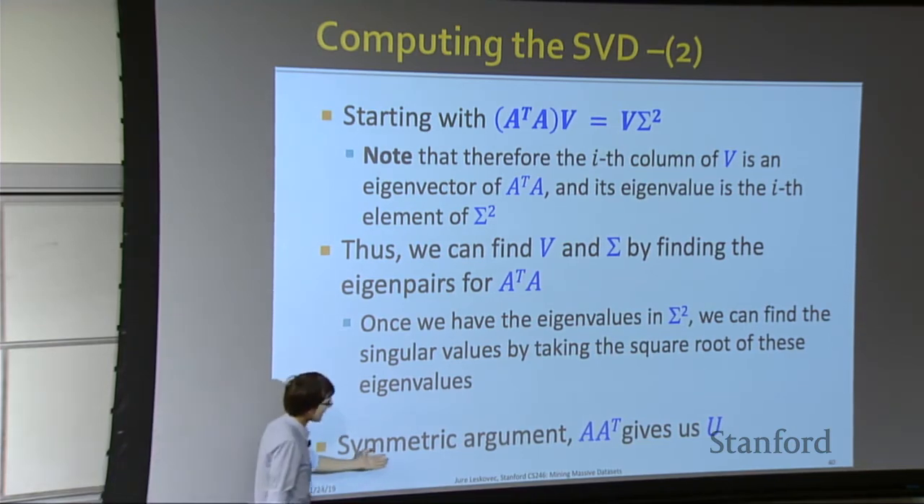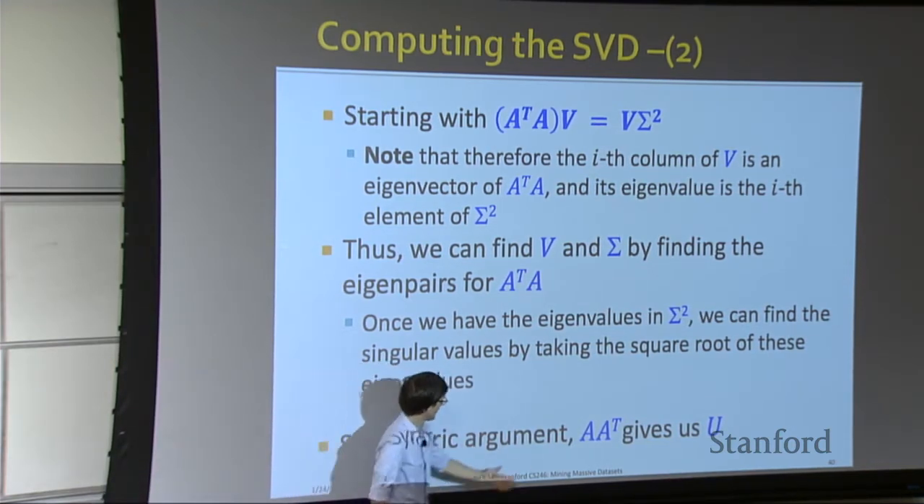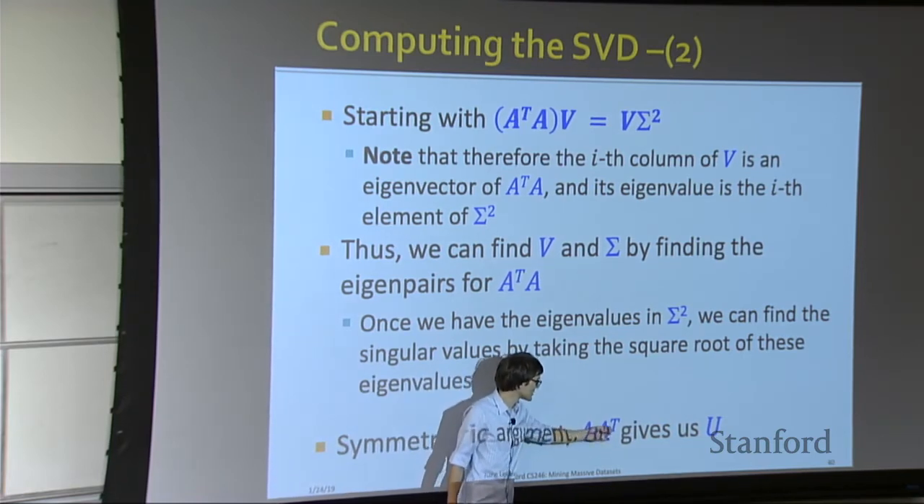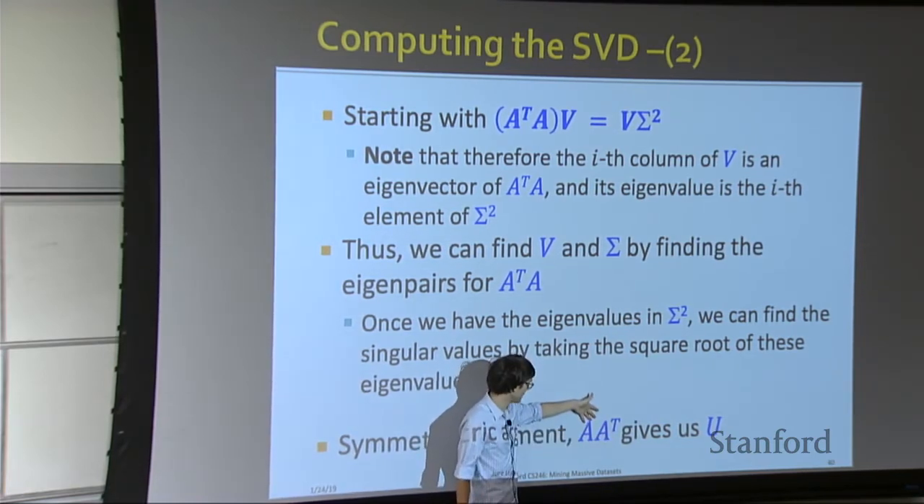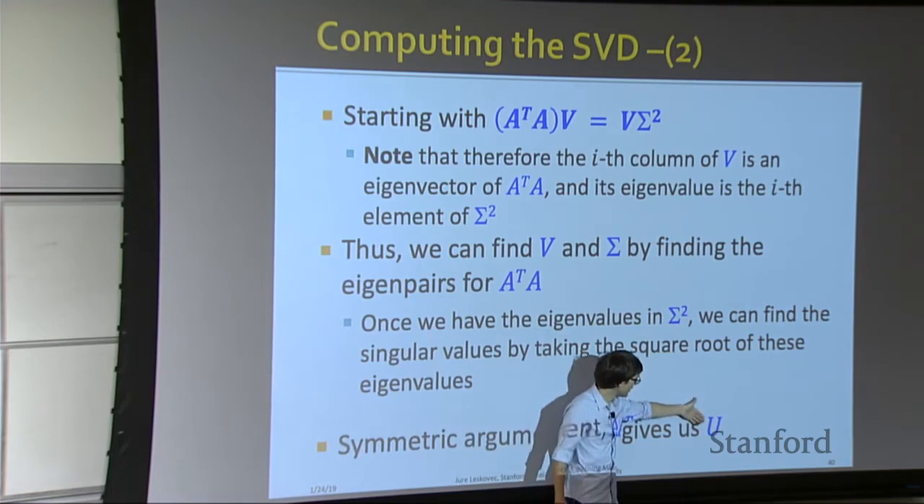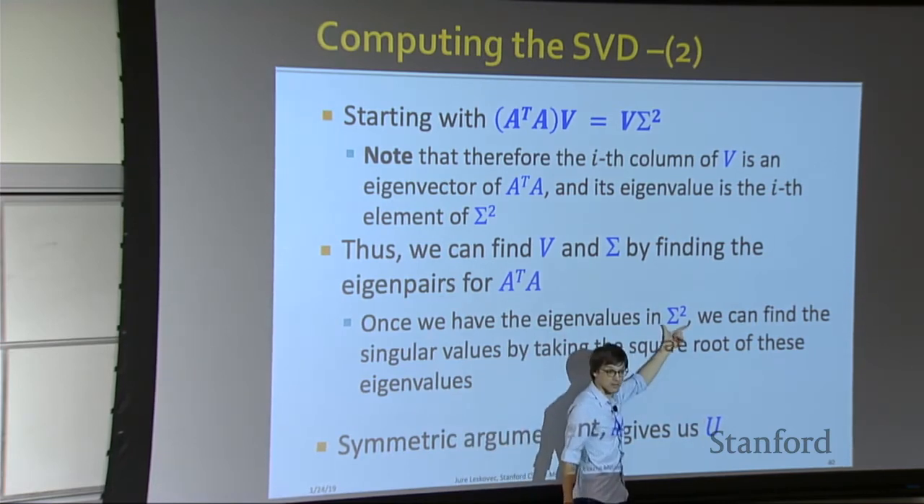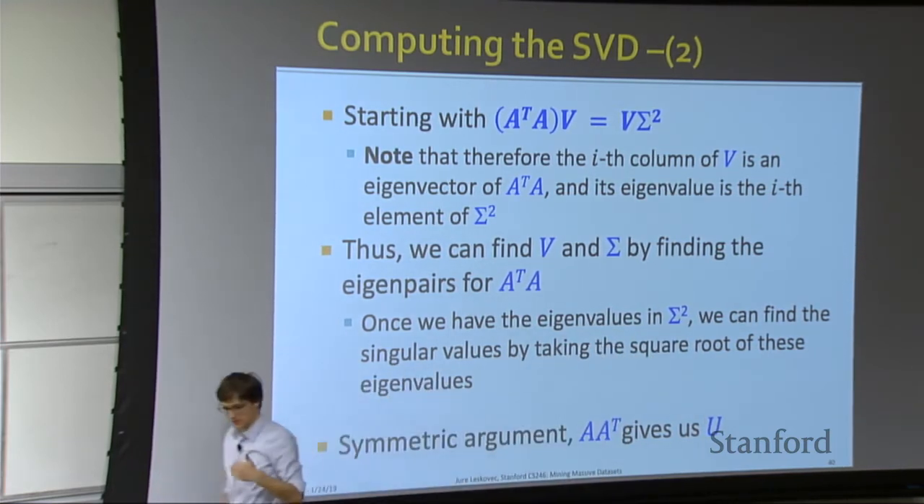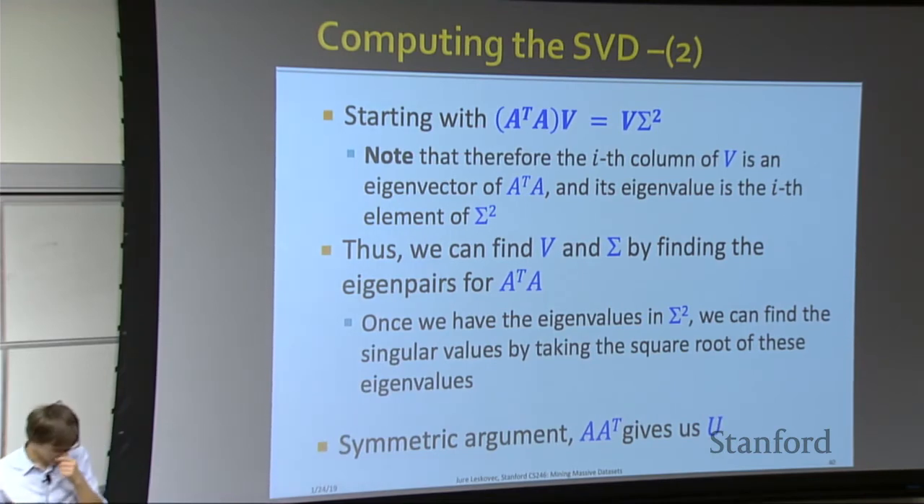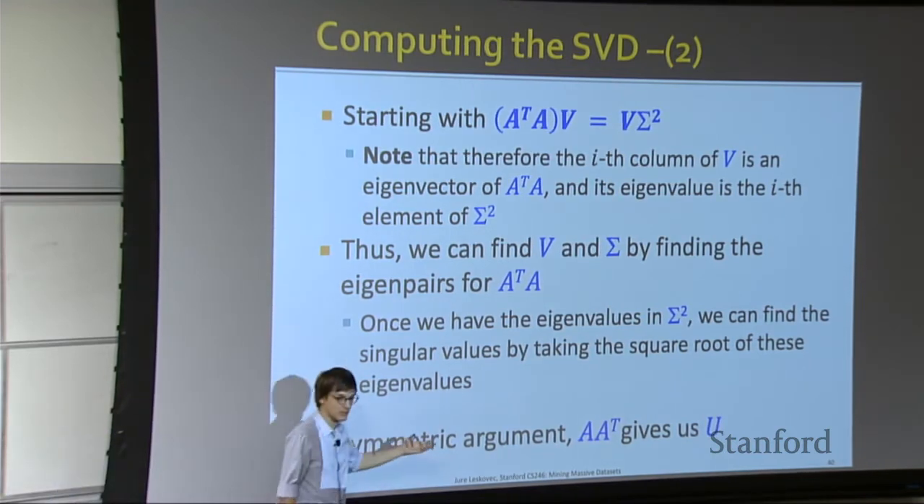And now by a very similar argument, if I started with A times A transpose and did the eigen decomposition of it, I would obtain the matrix U and again the matrix sigma squared, right? So I can use this eigen decomposition to compute SVD.